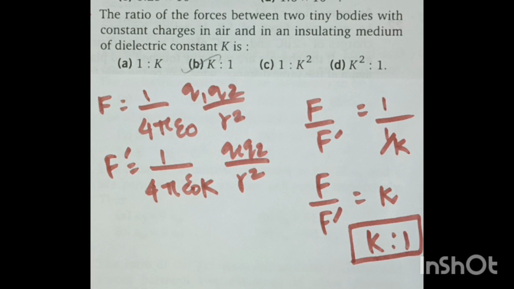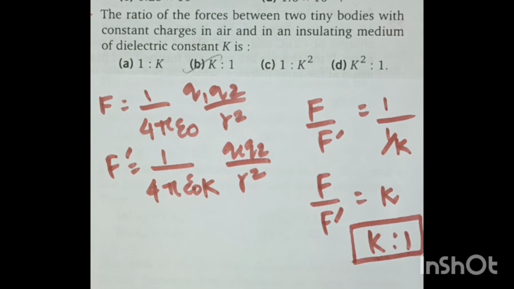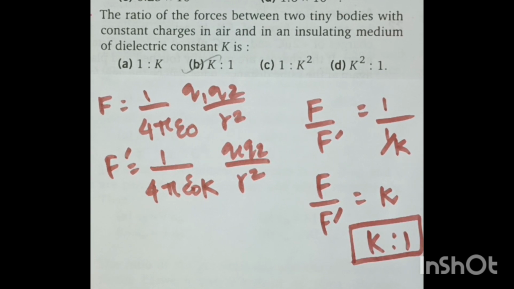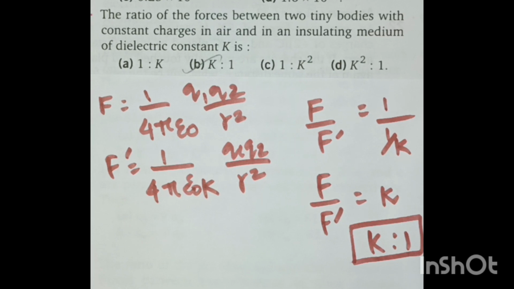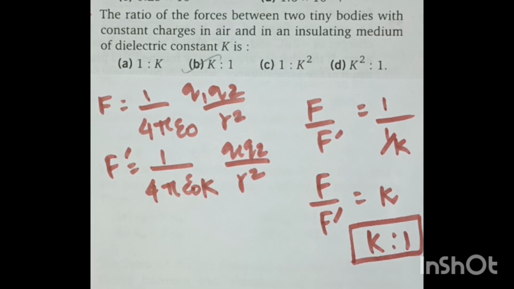The ratio of forces between any two tiny bodies with constant charges in air and in insulating medium of dielectric constant K is. So in the first case we are keeping the charges in air, in the second case we are keeping the charges in some medium with dielectric constant K. Then we are asked to find what is the ratio of forces.